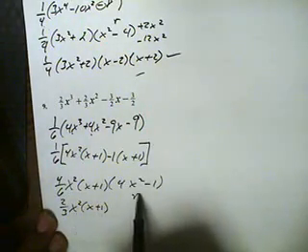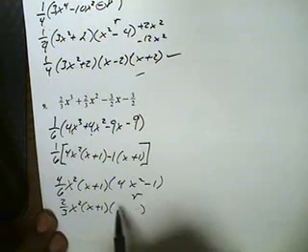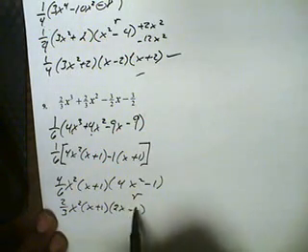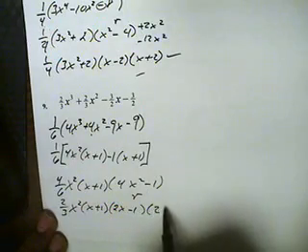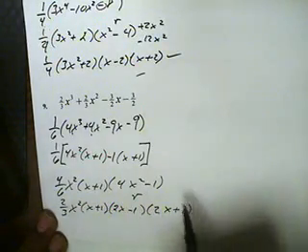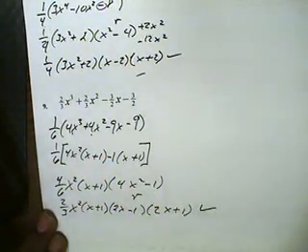This is a difference of two squares, so when I take the square root of this, this will give me 2x minus 1, and the conjugate will be 2x plus 1. And so this is the final factored form.